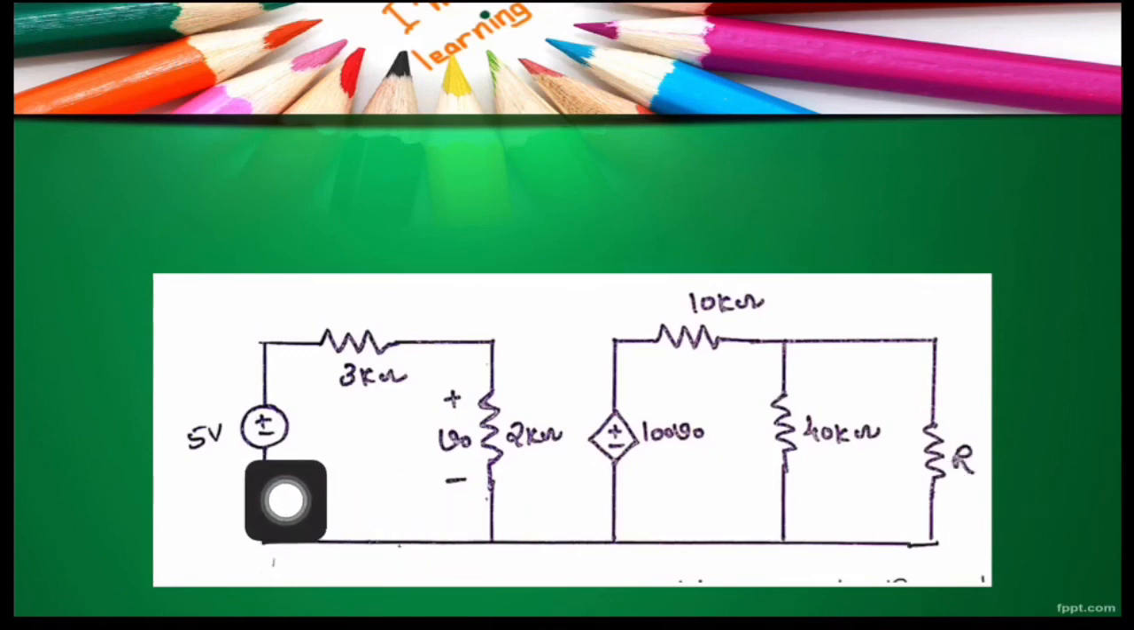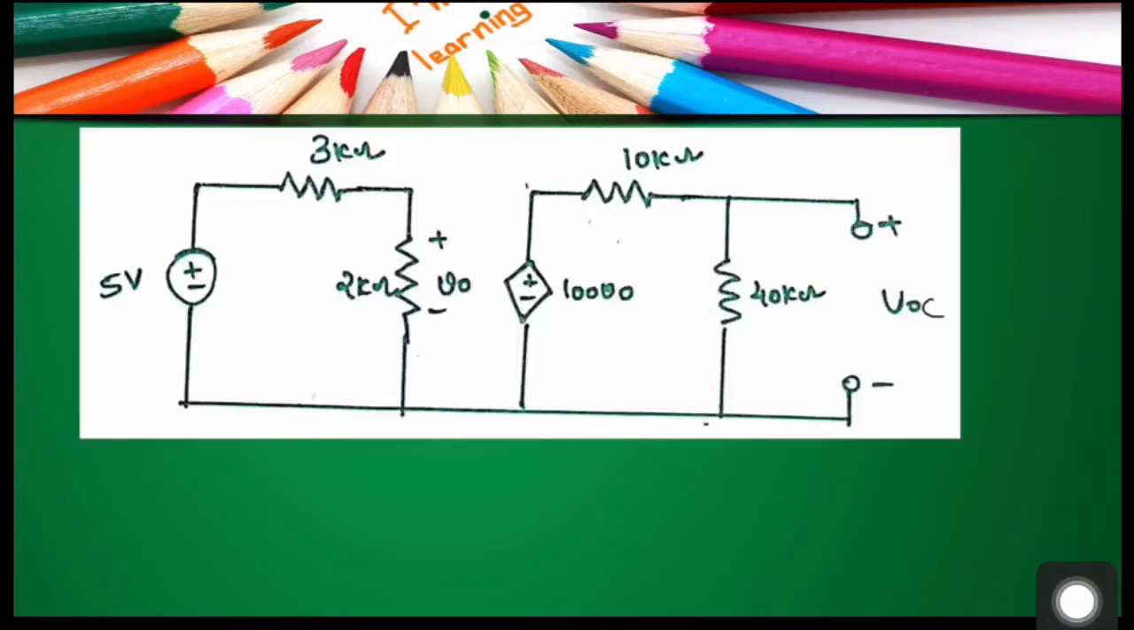Here you can see one independent 5 volt voltage source and one dependent voltage source 100 V0, but the controlling variable V0 is defined as the voltage drop across this 2 kilo ohm resistor. Let us first calculate VTH or VOC, which is nothing but the open circuited voltage across these load terminals. When we open circuit the load terminals, we get a network like this and VOC is marked as the voltage across it.